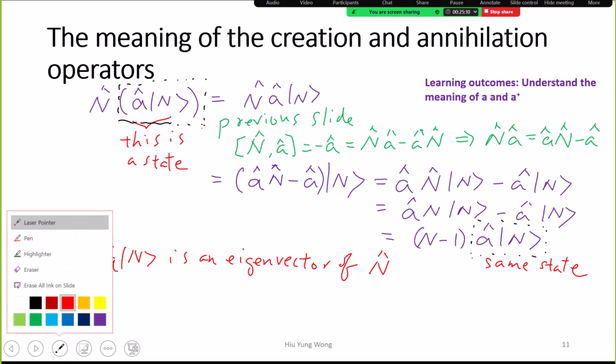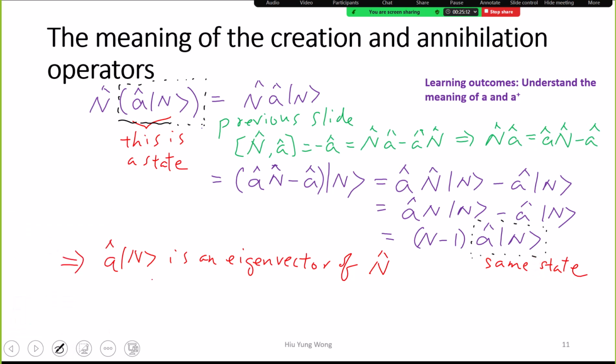But more importantly, what is the eigenvalue corresponding to this state based on this equation? N minus 1. Because you apply the number operator to this state, and we don't know what this state is, but it gives me the eigenvalue N minus 1. Then it means what?